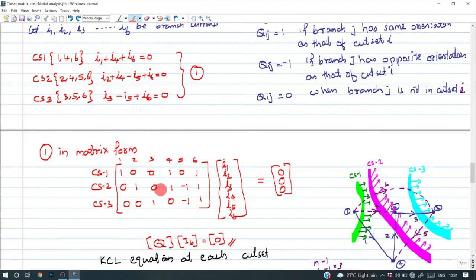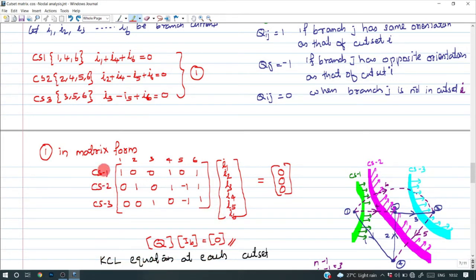This matrix representation we can write in compact form like this. This matrix is nothing but our required Q matrix, that is, the cut set matrix. This matrix is the branch current matrix and this is the null matrix. So in compact form, this can be written as Q into IB is equal to 0. We got this equation by applying KCL at each cut set.